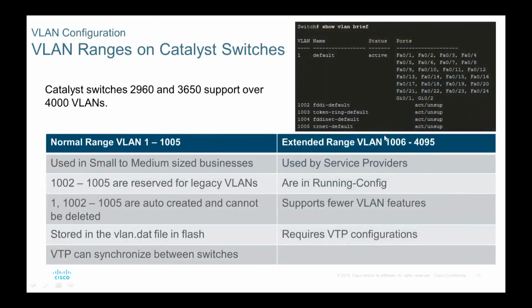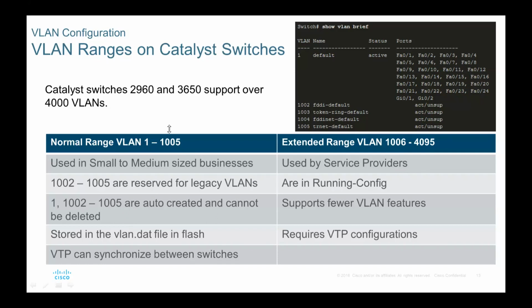Now, you can make a note of this range of VLAN numbers. VLAN number 1 to 1005, we call it the normal range, and 1006 to 4095 are called extended ranges. They are normally used only by the service providers. Whereas for all organizational networks, small to medium sized businesses, they make use of the range from VLAN 1 to 1005. And 1002 to 1005 are auto created, so we cannot delete them.